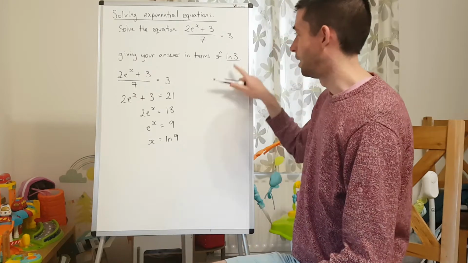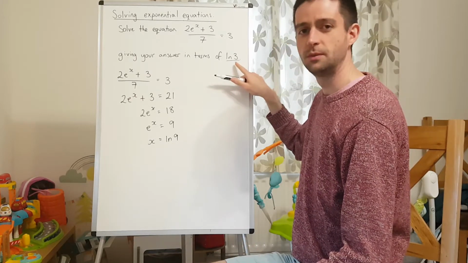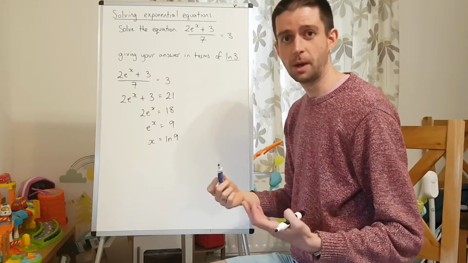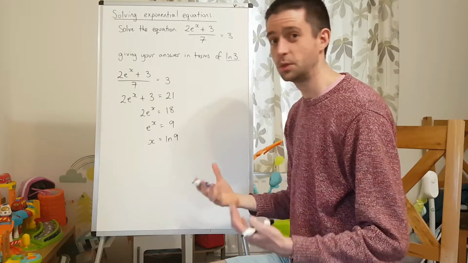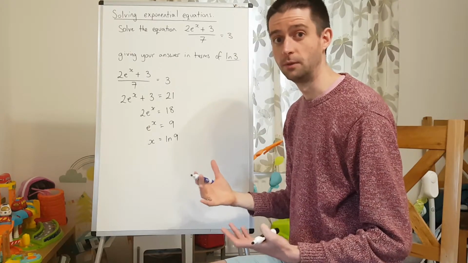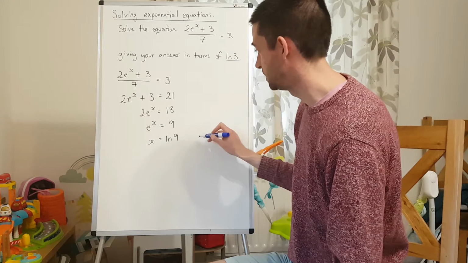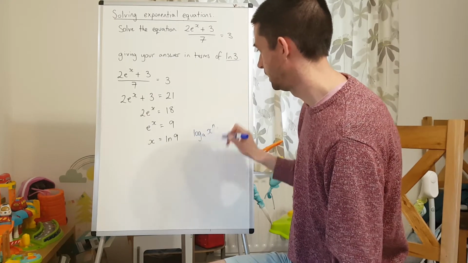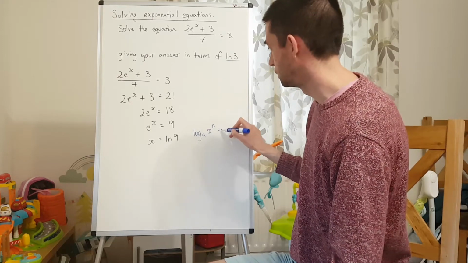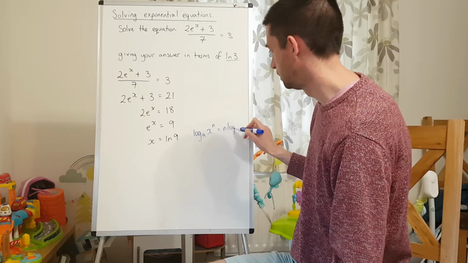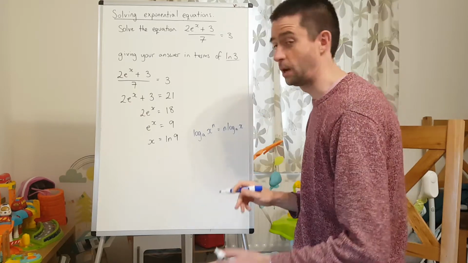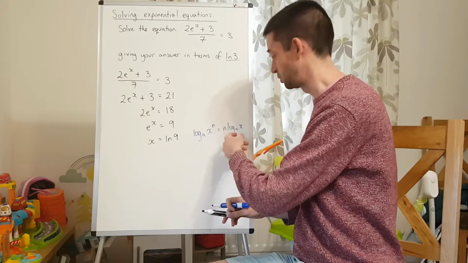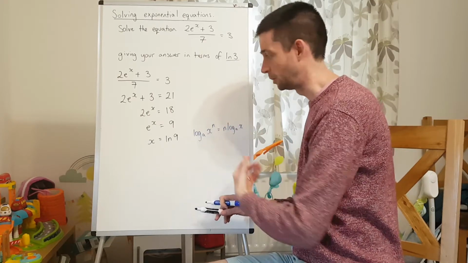However, I don't want ln 9, I want it in terms of ln 3. So what I now have to do is think about my rules of logarithms, and this one is the powers rule of logarithms. That rule is: if you have log to the base a of x to the power of n, you can write that as n log base a of x. The n, the power, can come down and become the coefficient of that log.